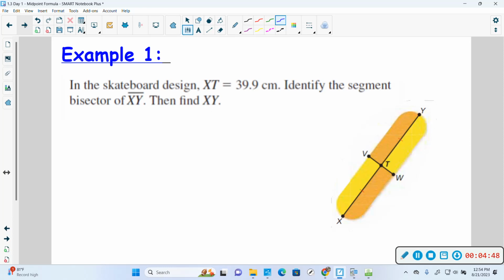It's very gray, but it's supposed to be a skateboard that looks like that. In the skateboard design, XT is 39.9. I'm going to label it on the picture here. XT. Hopefully you can see that okay. Identify the segment bisector and then find XY.